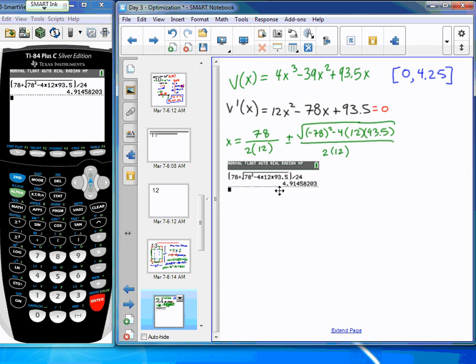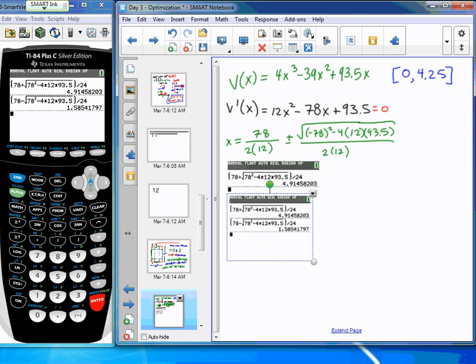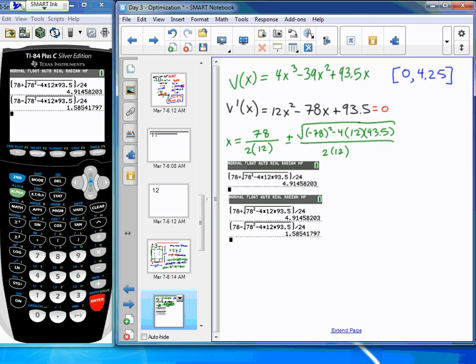So I quit? No, I've only done the plus. I haven't done the minus in my quadratic formula. So if I go ahead and pull up the previous, and then put minus here, stop. 1.585, that looks like good news. And so it looks like we've got a critical value here.